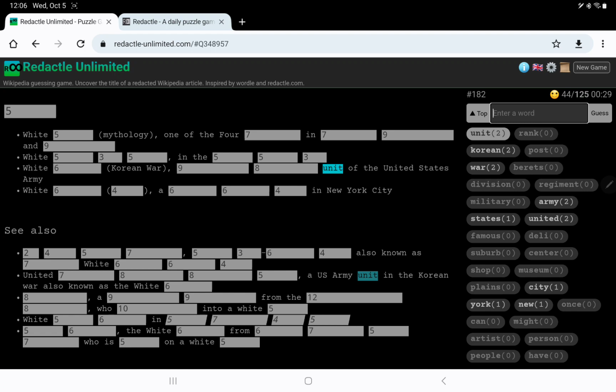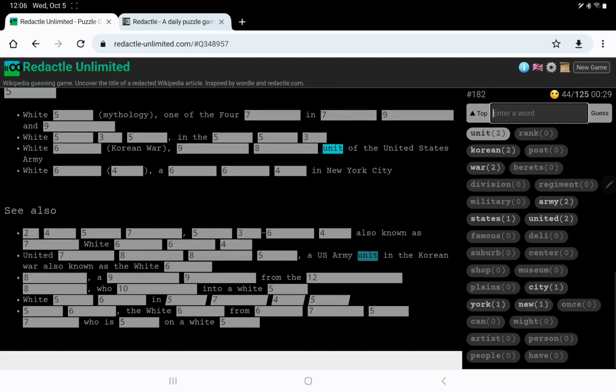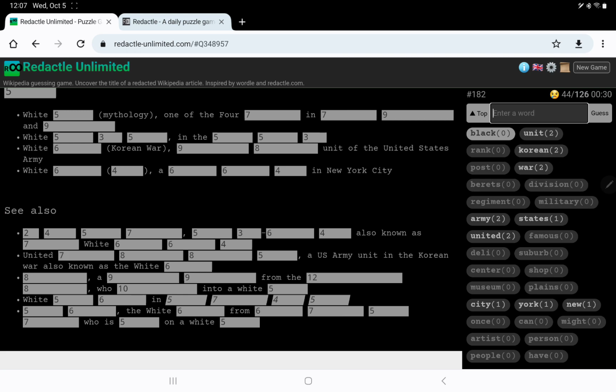The white something. That might lead into the punk metal band. White 5-6 in 5-7. 4-5. That's a title too, it looks like. Let's do black just for the opposite. No black. Well, I got somewhere doing new. Let's try old. No old.